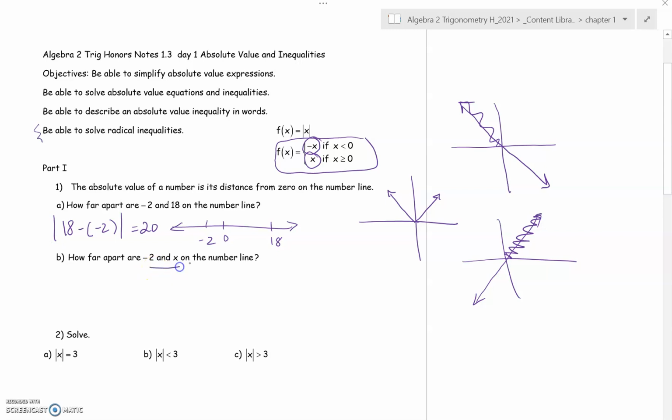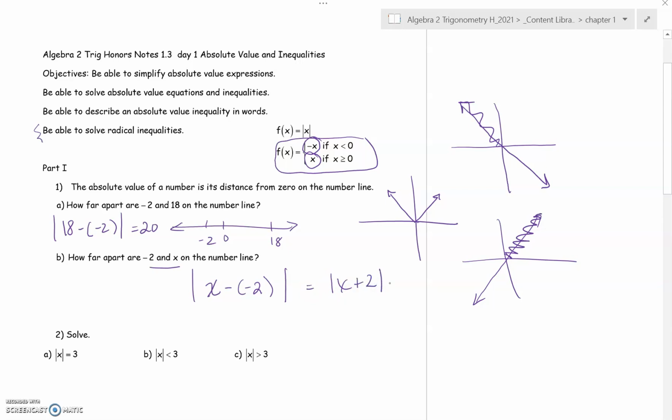Let's go ahead and try -2 and x. Give it a try. Okay, so similar, do you see how you could say x minus -2? Because again, for the distance between x and -2, you subtract. So it's the absolute value of x plus 2.